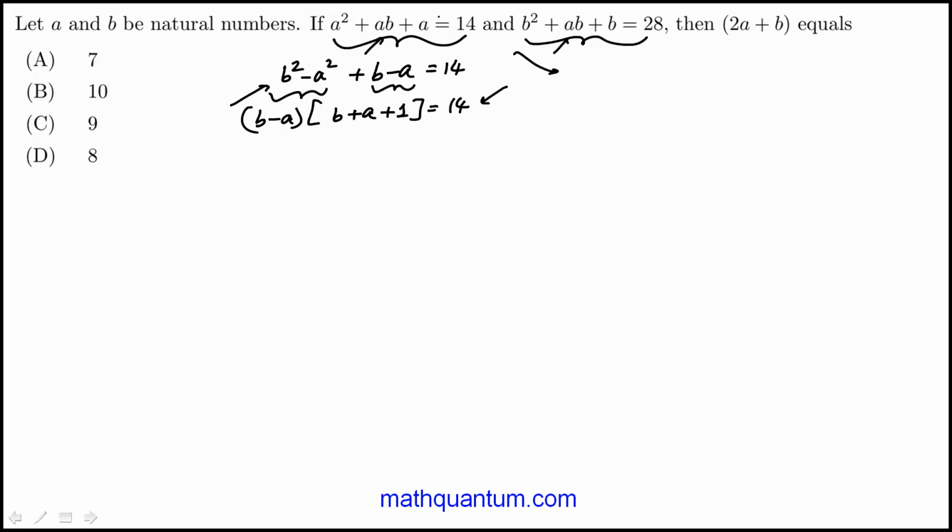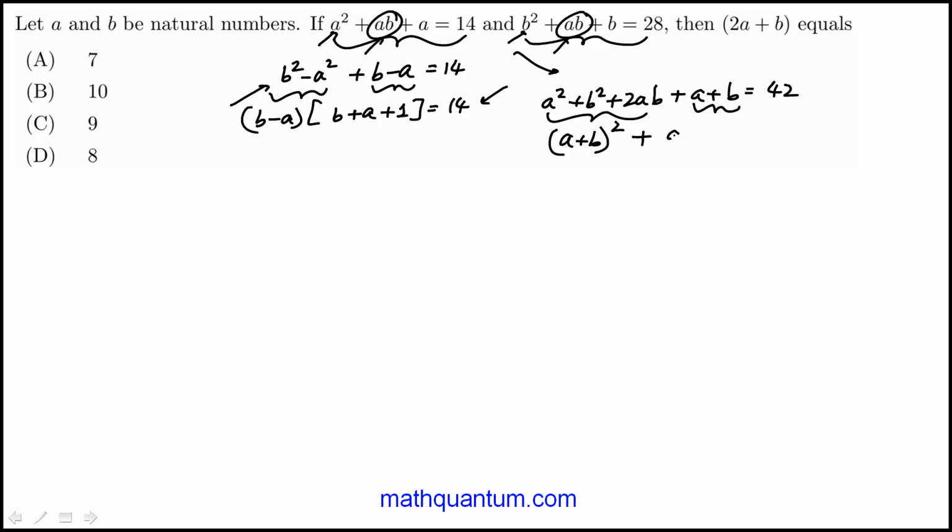And the next thing I observed was that if I were to add these two, I will get this perfect square identity from the a square, b square, and then these two ab's. And we also have a plus b here. So this is just square of a plus b.